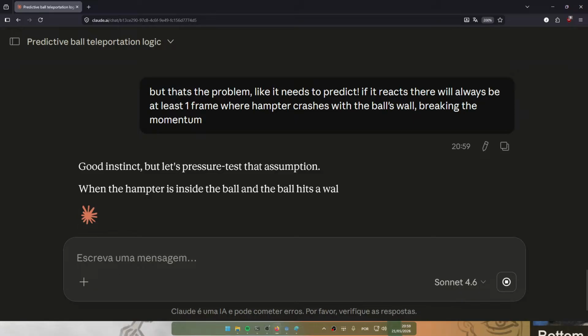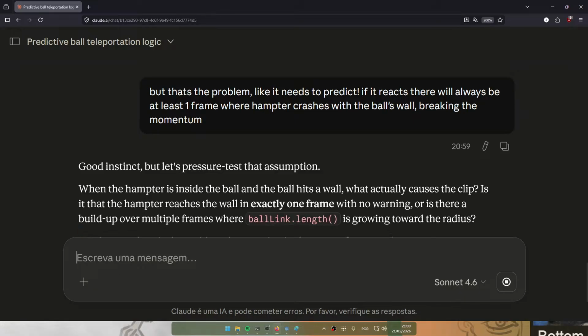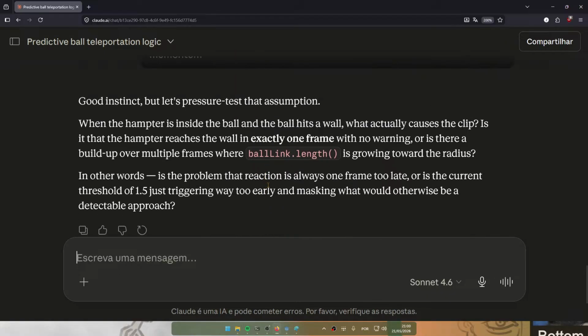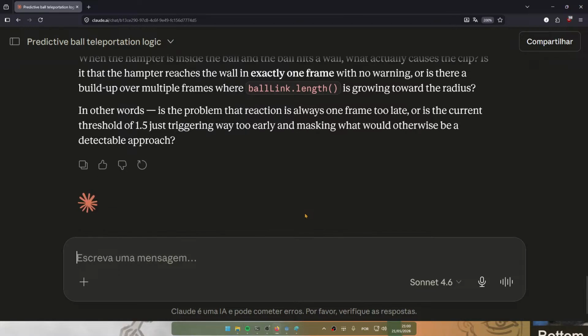That's the problem. Good instinct, but let's pressure test that assumption. When the hamster is inside the ball and the ball hits a wall, what actually causes the clip? Is it that the hamster reaches the wall in exactly one frame with no warning? Or is there a build-up over multiple frames where ball link length is growing toward the radius? In other words, is the problem that reaction is always one frame too late? Or is the current threshold of 1.5 just triggering way too early and masking what would otherwise be a detectable approach?